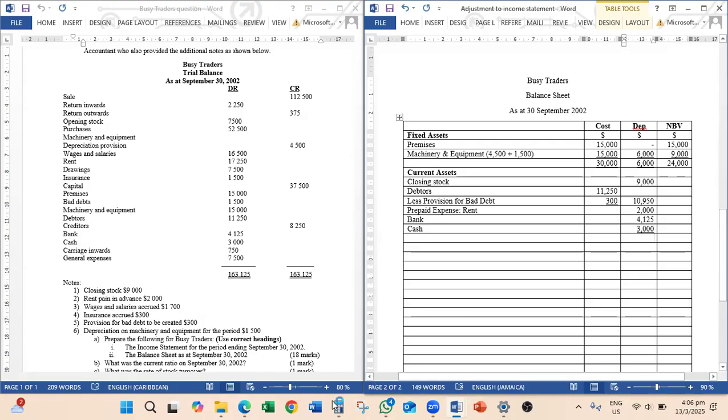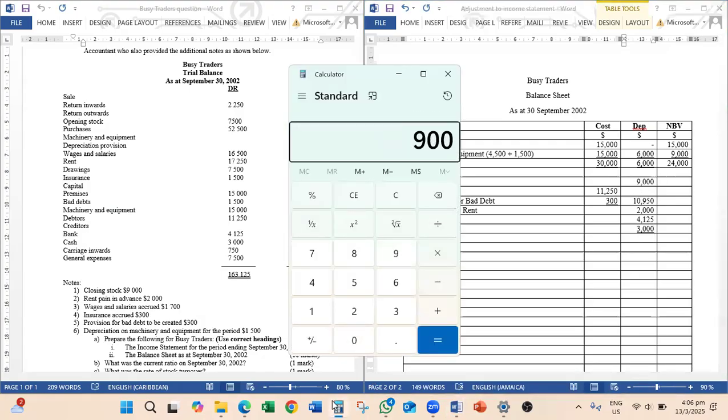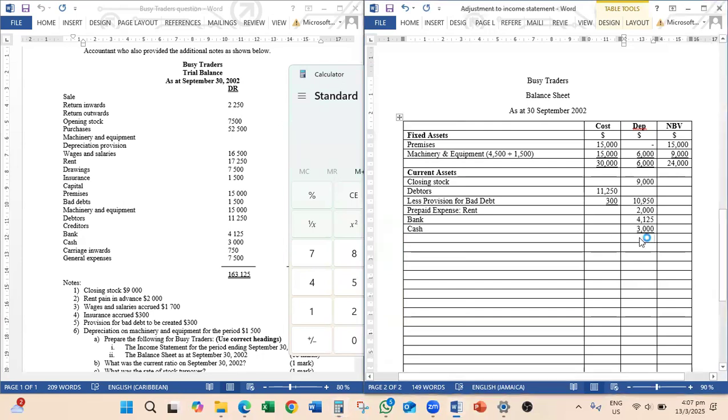Get the calculators out, right? So it is 9,000 plus 10,950 plus 2,000 plus 4,125 plus 3,000. That gives us a total of 29,075. So that is our total current assets. We now move to the next heading in the balance sheet, less current liabilities.